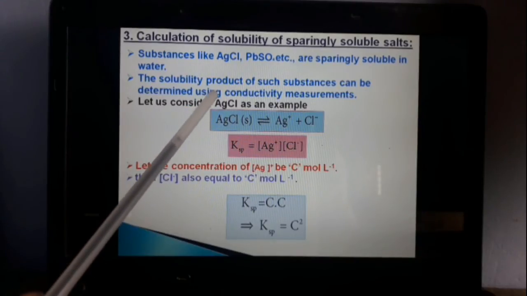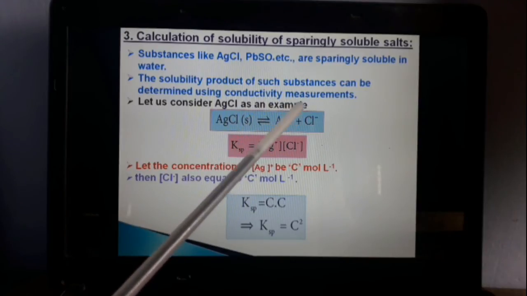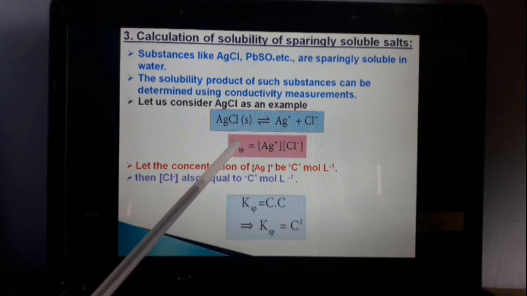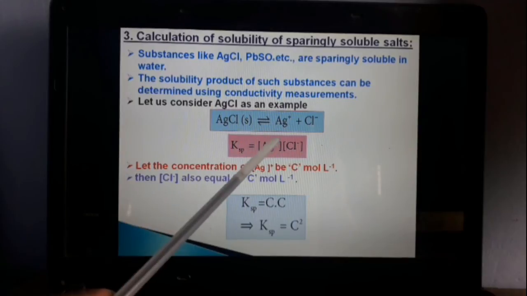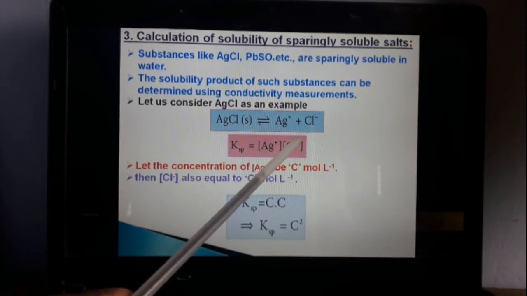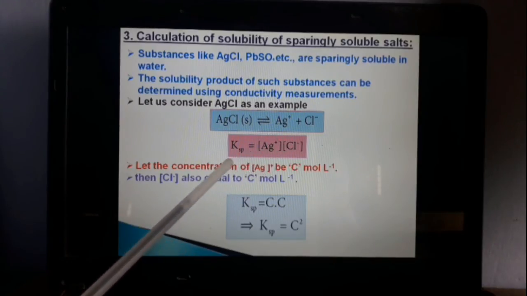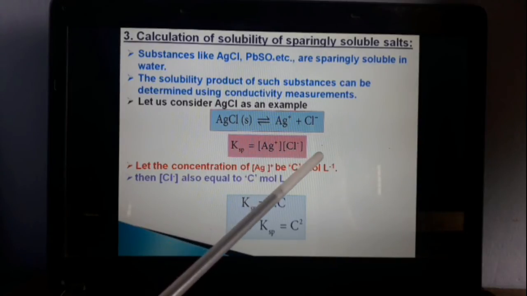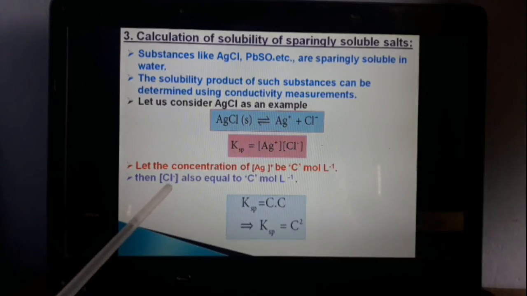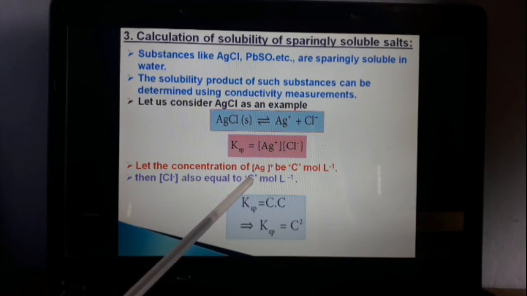Now, for example AgCl, which is in equilibrium with Ag plus and Cl minus. Ksp, the solubility product, is equal to the concentration of silver ion multiplied by the concentration of Cl minus ion. Assume the concentration of Ag plus is C mole per liter, and the Cl minus concentration is also C mole per liter. Now Ksp is equal to C into C, therefore C squared.